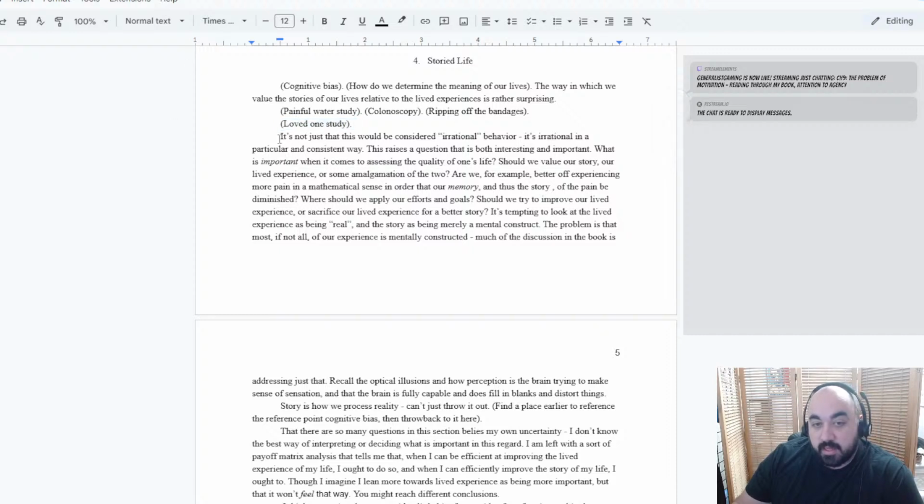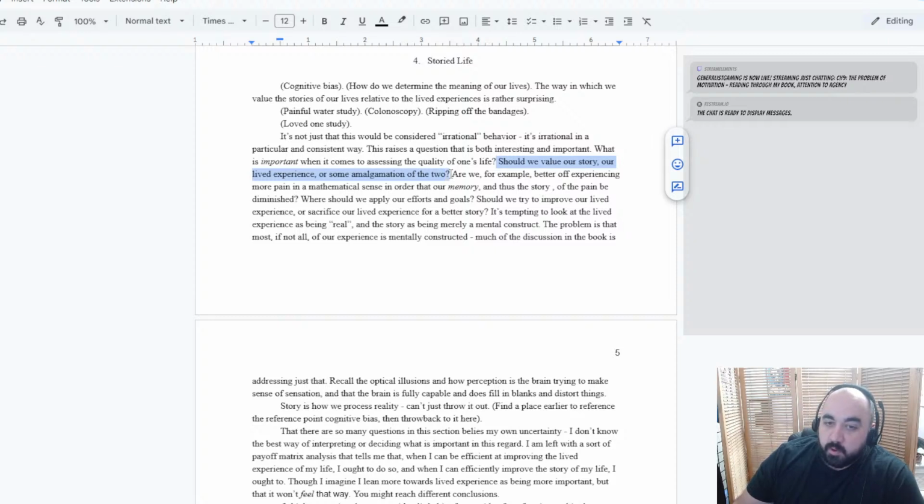It's not just that this would be considered irrational behavior, it's irrational in a particular and consistent way. This is a bias towards stories versus lived experience. This raises a question that's both interesting and important. What is important when it comes to addressing the quality of one's life? Should we value our story, our lived experience, or some amalgamation of the 2?